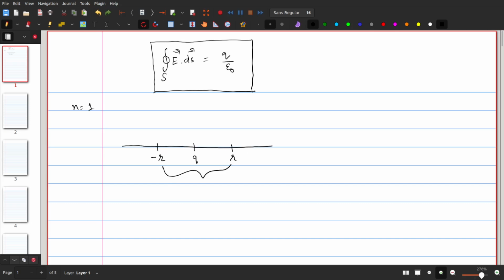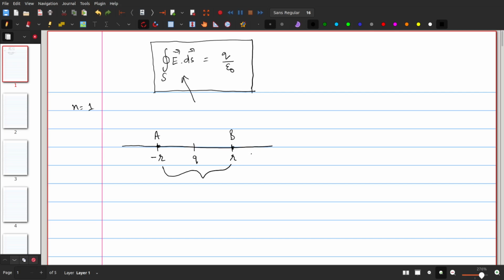This volume has a surface which consists of simply 2 points A and B. So in one-dimensional space, this integral over the surface is replaced by a sum over these 2 points, because the surface is simply a discrete set consisting of points A and B.